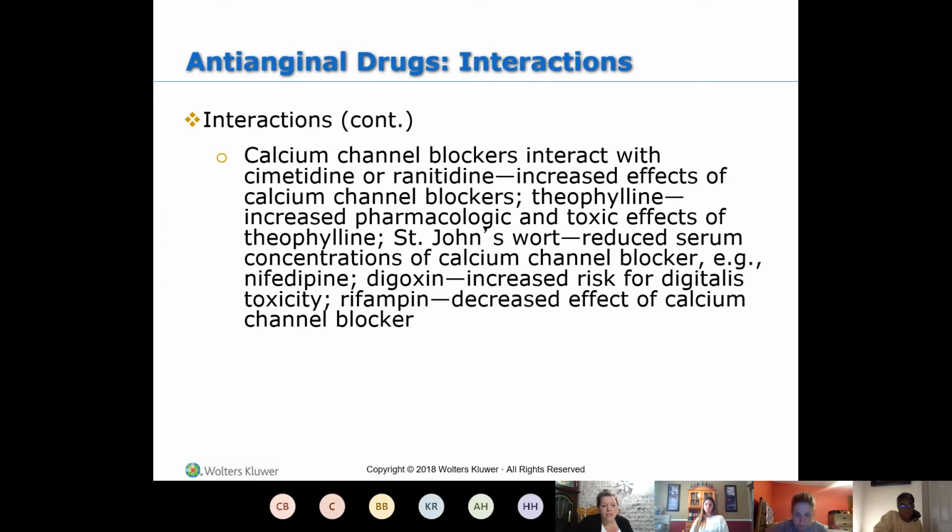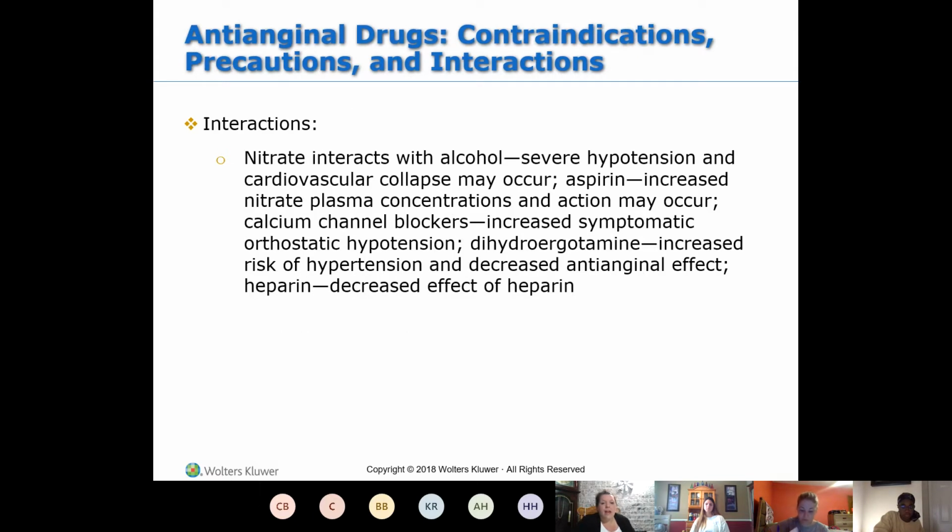And know that these drugs can increase toxic effects of theophylline and digitalis. All right. Nitrates can interfere with alcohol, aspirin. Basically, these are just further interactions.